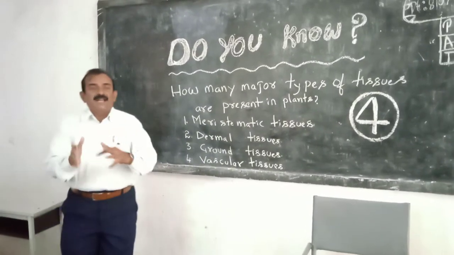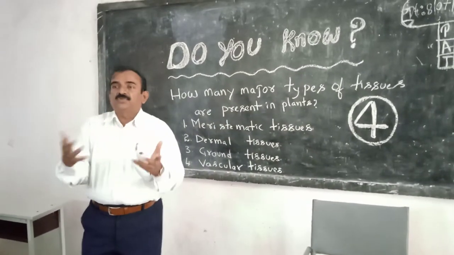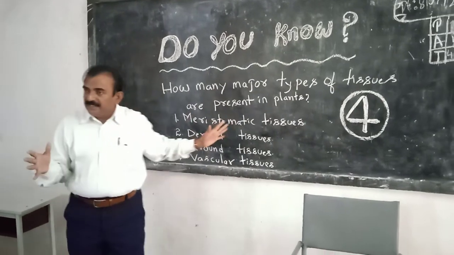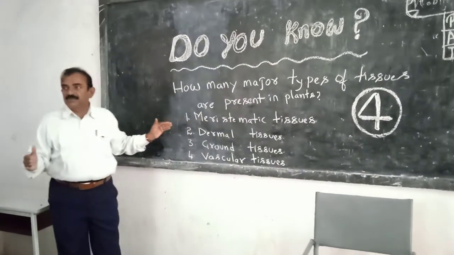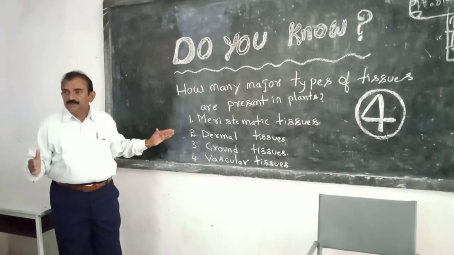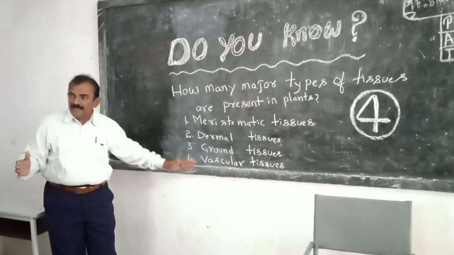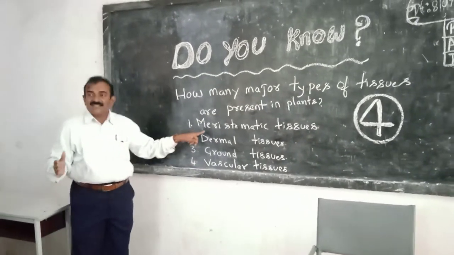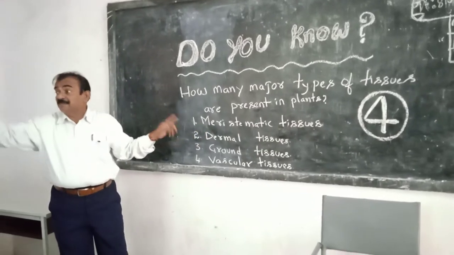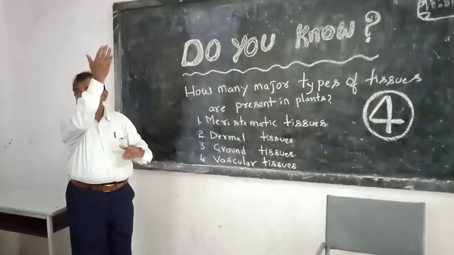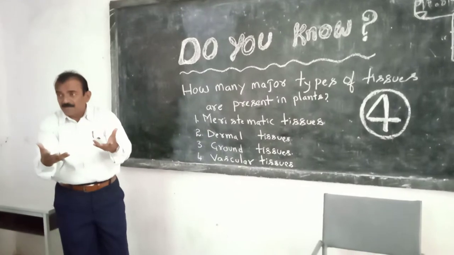In this way, plants are having how many major types of tissues? Four. What are they? First one, meristematic tissue. Dermal tissue. Ground tissue. And vascular tissue. Meristematic tissues are useful for growth and repair. So plants, they grow. And also they are repairing their body parts.